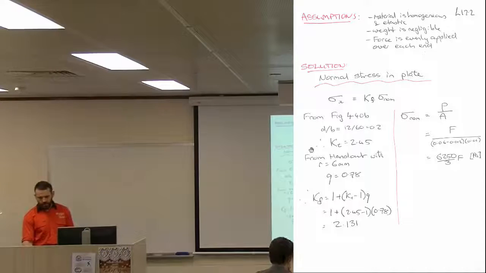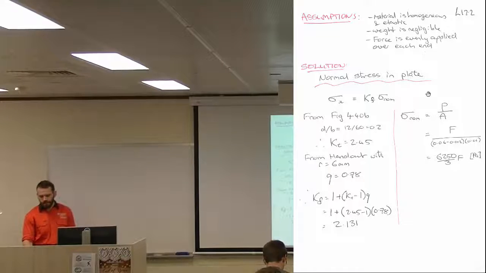And then on the left here I've got my stress concentration factor. Did everyone get KT is about 2.45? Yeah, pretty straightforward. Q I read as 0.78 with a notch of 6 mils. Everyone about there? Yeah? And so that gives us a KF of 2.131.